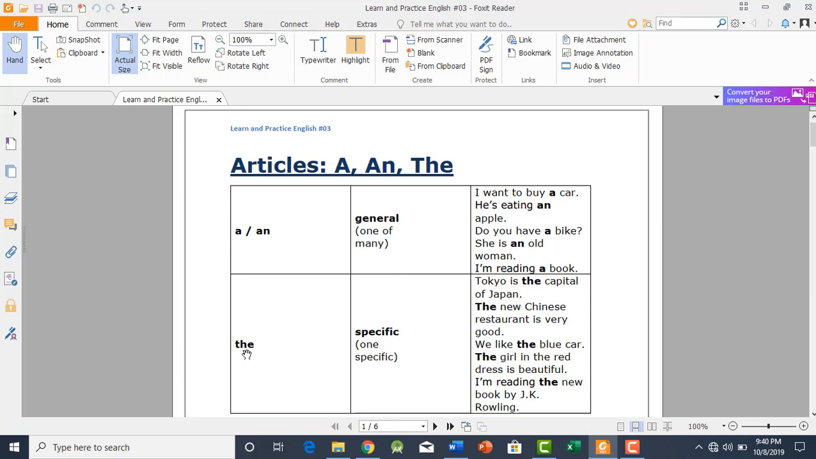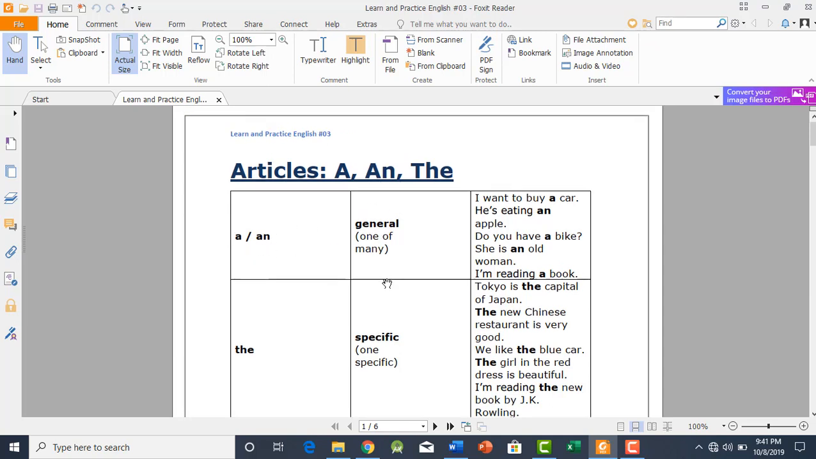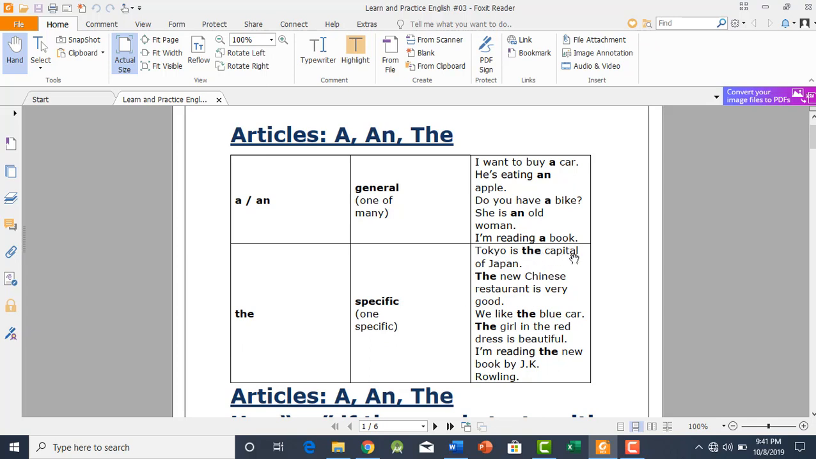And if we look at the condition, that is very specific. General, specific. When we see a and an, we have an idea that the sentence is a general sentence. When we see the, it basically means there is something special, something specific. So look at this example. Tokyo is the capital of Japan, because Japan has only one capital. That is very specific, so we use the article in that sentence.